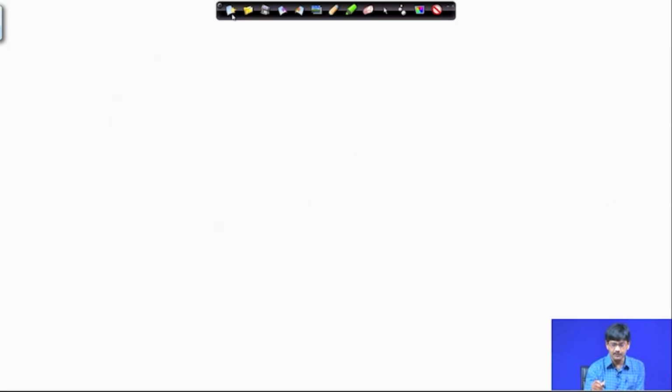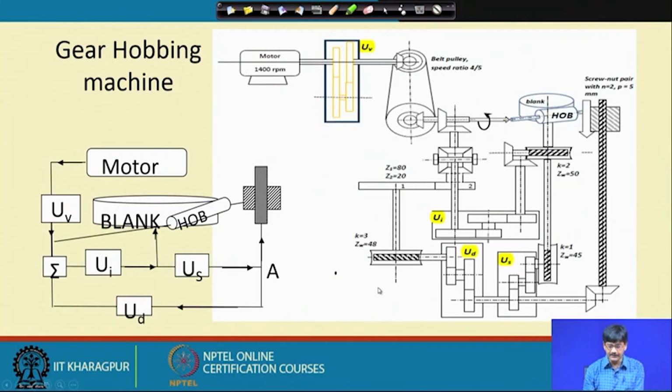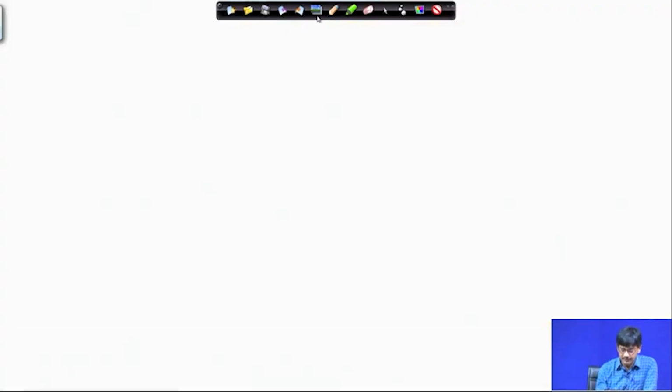So, with this we come to the next part of our discussion, gear generation. Gear generation is much more sophisticated than gear milling. We have already discussed it while discussing gear milling. So, we will now directly go on to some methods of gear generation. Gear hobbing. What is gear hobbing? Gear hobbing means that just like a worm and worm gear, they are meshing.